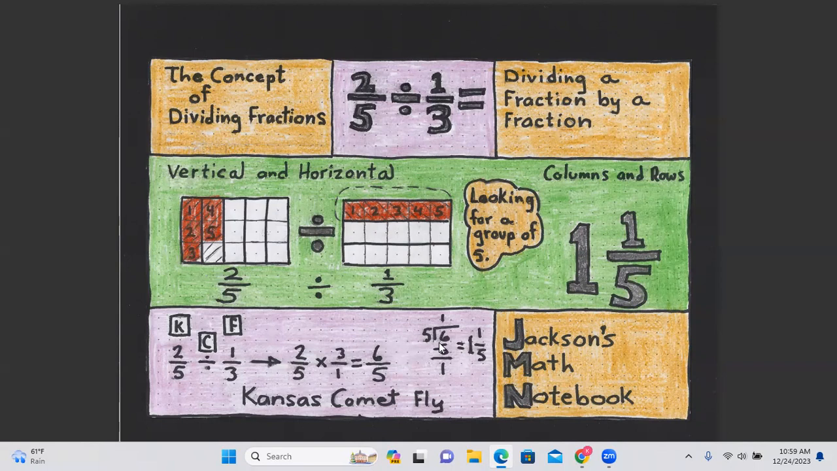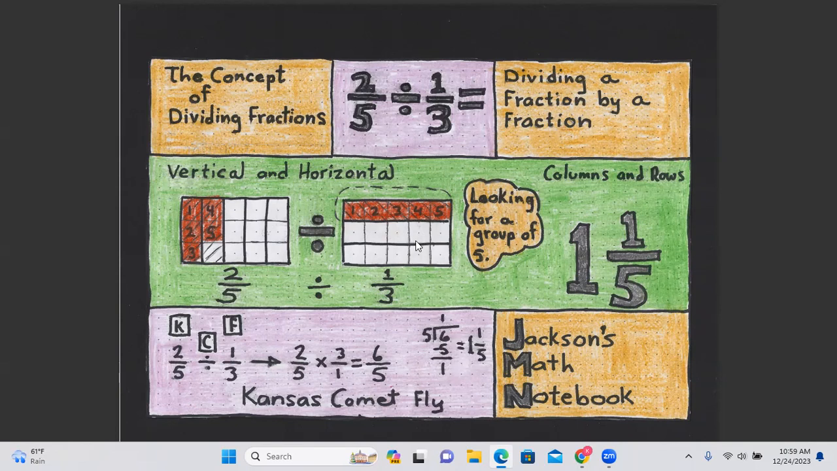And we know that 5 goes into 6 one time. 5 times 1 is 5. 6 minus 5 gives us 1. And so we have our whole number 1 and 1/5 as our answer.